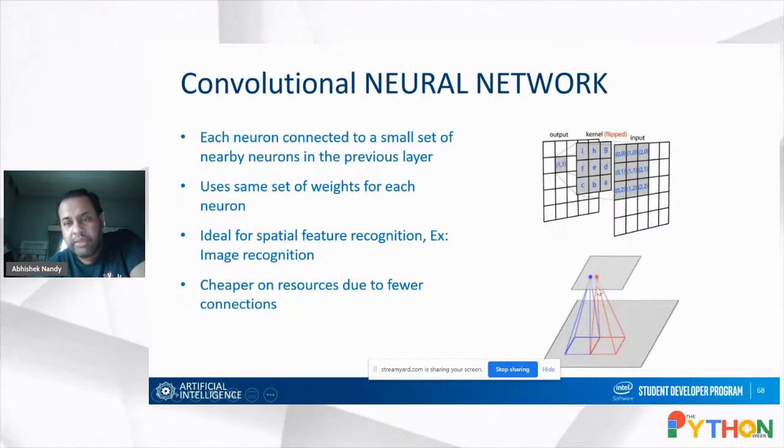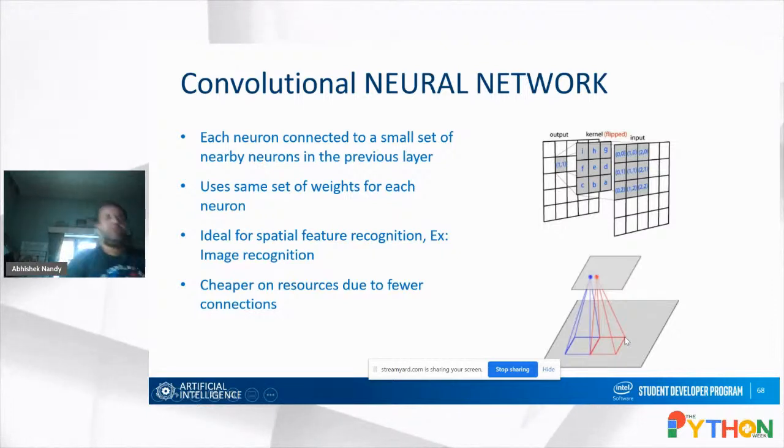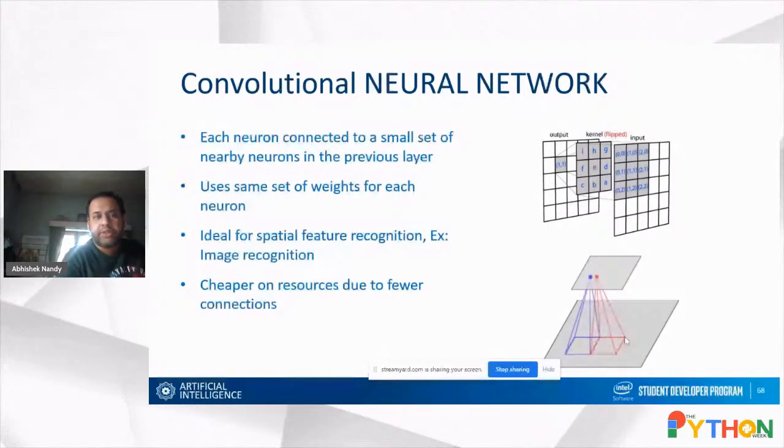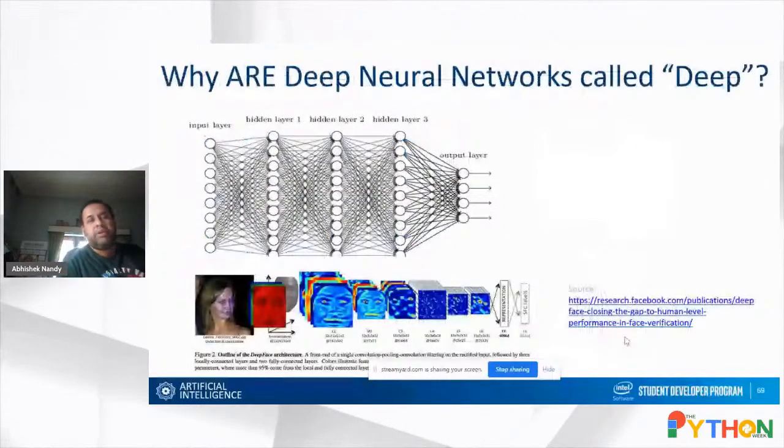The same thing is being shown over here: one feature is being extracted and it is being projected in the next layer. Each neuron is connected to a small set of nearby neurons in the previous layer, and uses the same sets of weights for each neuron. It is ideal for spatial feature recognition, for example image recognition, and cheaper on resources due to fewer connections. Okay. So how deep are deep neural networks?